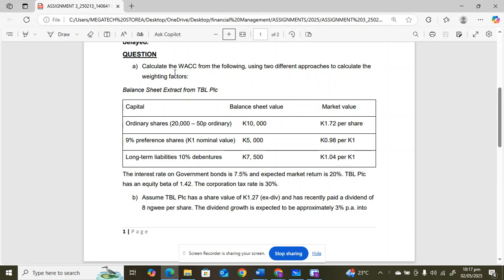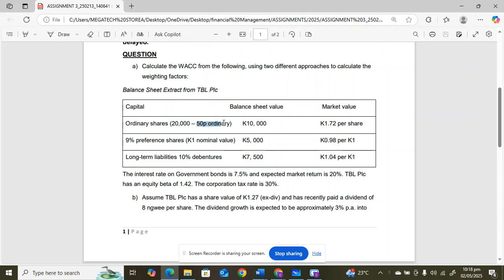Calculate the weighted average cost of capital from the following using two different approaches to calculate the weighting factors. All right. So we have a balance sheet extract for TBL PLC. Okay, we've got our ordinary shares. This is 20,000. So this company has got 20,000 shares.